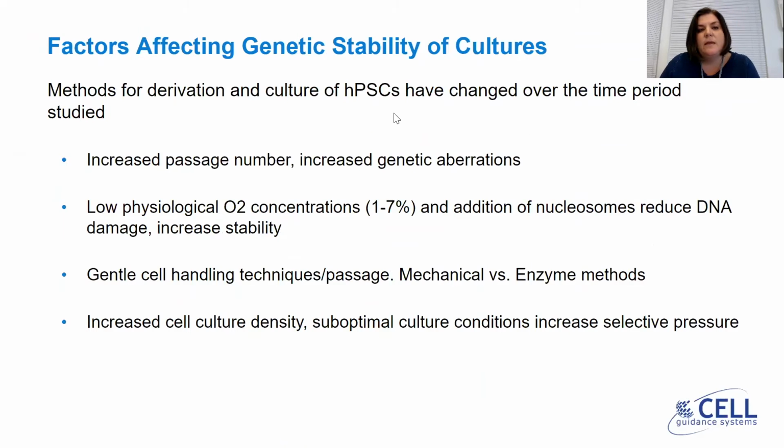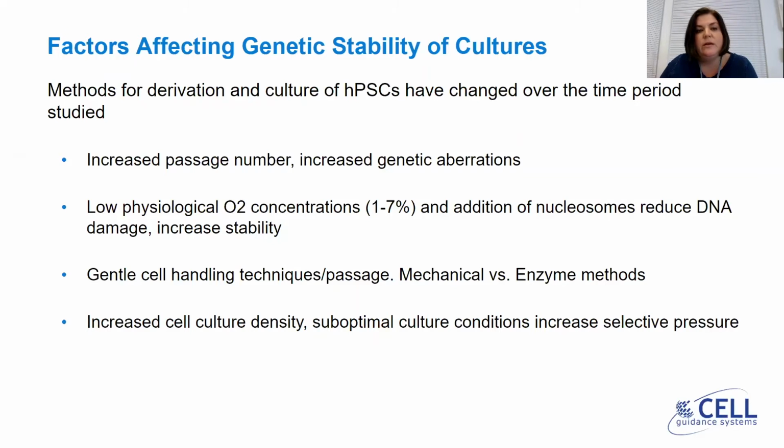So there are factors that affect genetic stability of cultures. And within the time period studied by the poster authors, methods for derivation and culture of pluripotent stem cells have changed. What we do know about genetic stability of cultures is that there is a positive but not complete relationship between increased passage number and the increased number of genetic aberrations.